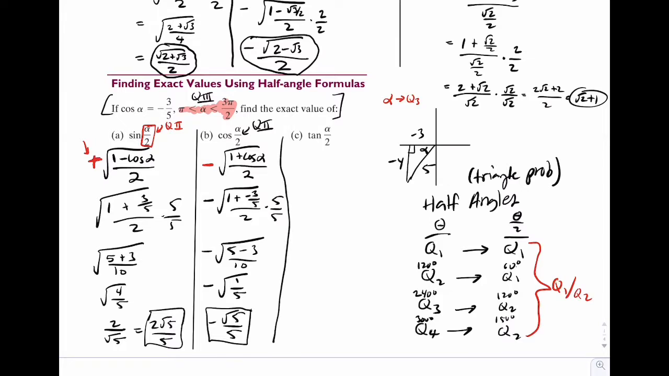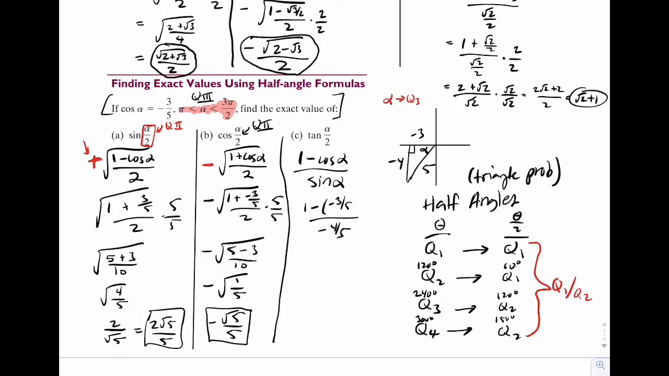Now the last one, tan alpha over 2, we can just use a formula. That's just 1 minus cosine alpha over sine alpha. Again, tan's the best one because there are no plus or minuses anywhere. You straight up use a formula. So 1 minus cosine alpha, which is -3/5, all over sine alpha, which is negative 4/5.